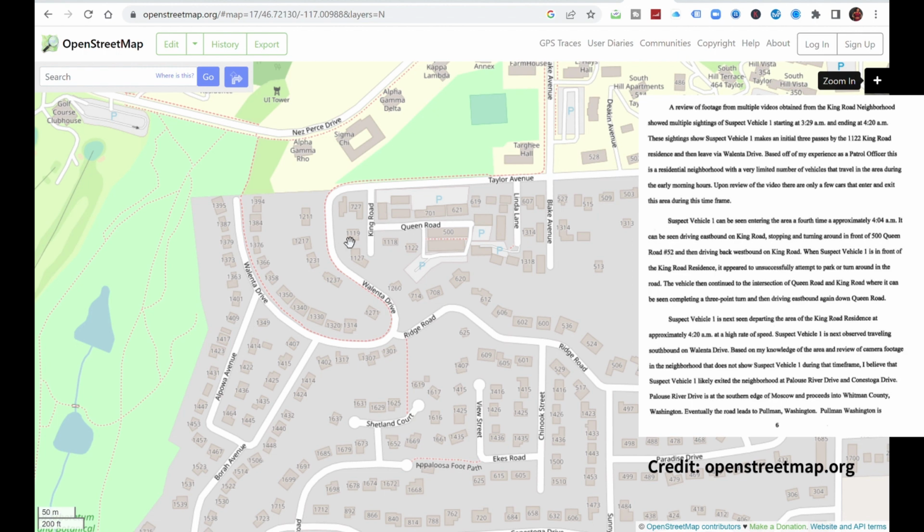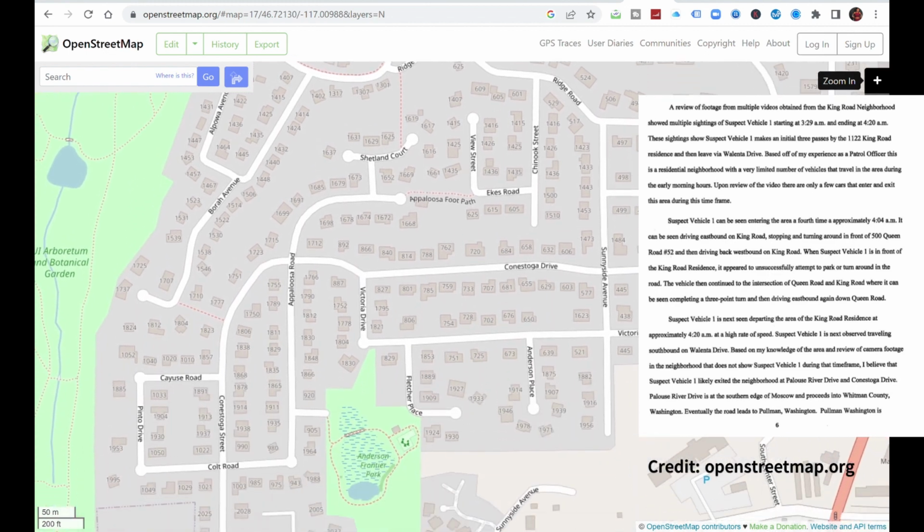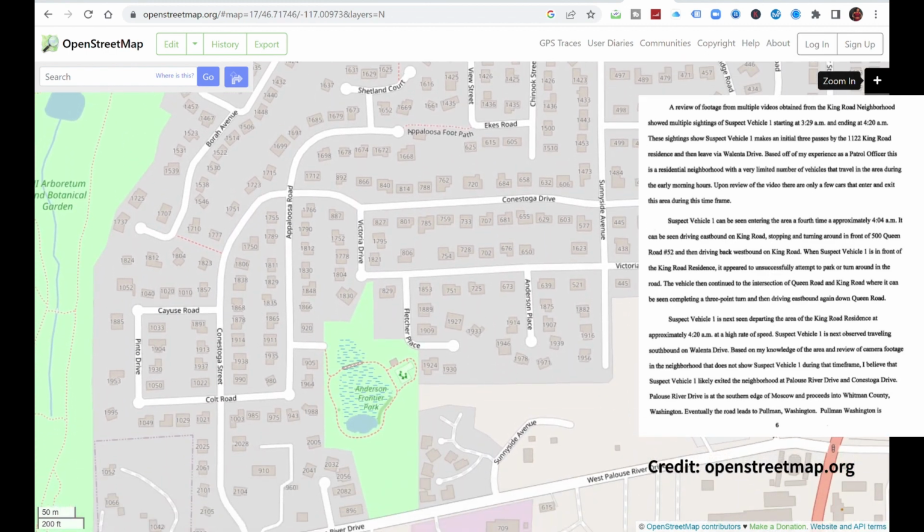this time. And it says, once in front of the residence, it appears to unsuccessfully park or turn around. And then it continues to the intersection of Queen Road and King Road, where it completes a 3-point turn and then drives eastbound onto Queen Road and then departs the area. And it's next seen traveling southbound on Walenta Drive.